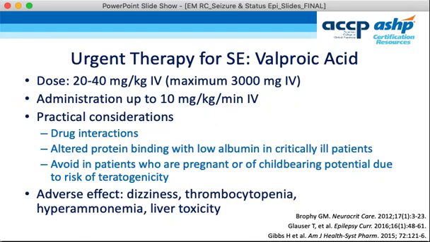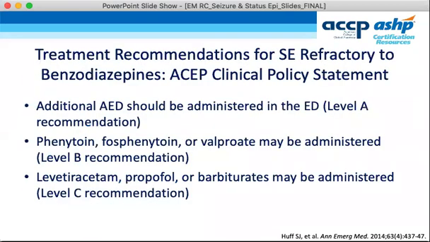Okay. From an administration perspective, it's pretty well tolerated. Dizziness is something that you can see. Outside of that, side effects that we may see on the inpatient side include thrombocytopenia, hyperammonemia, and potentially liver toxicity. Again, those are all more rare compared to something like dizziness. So what do our guidelines recommend?